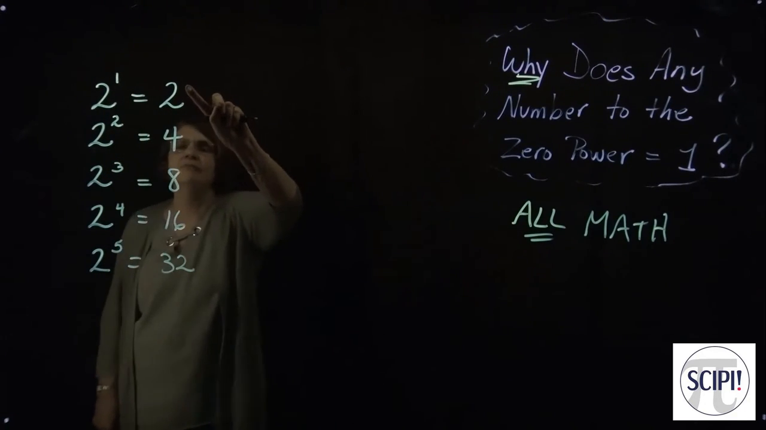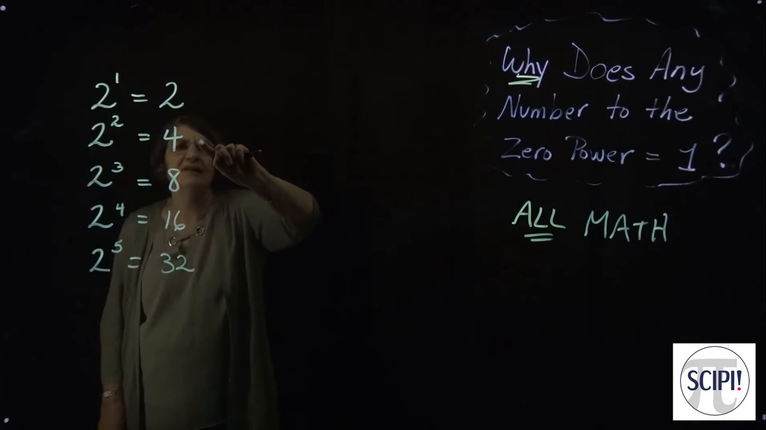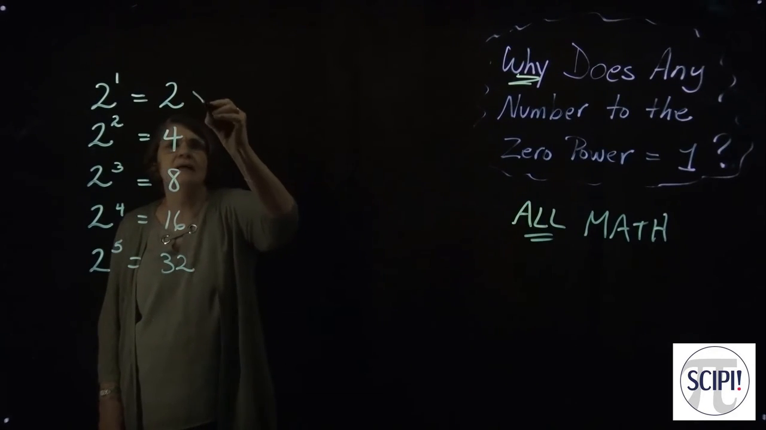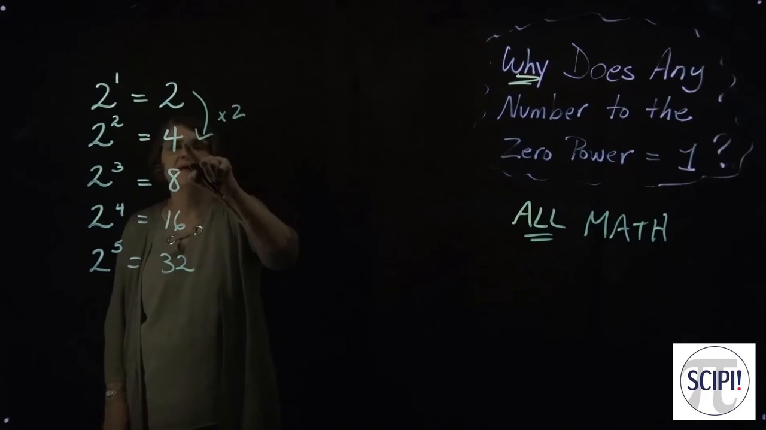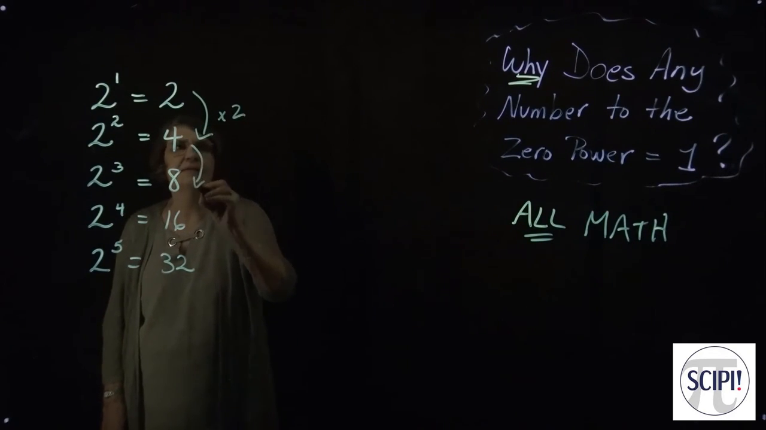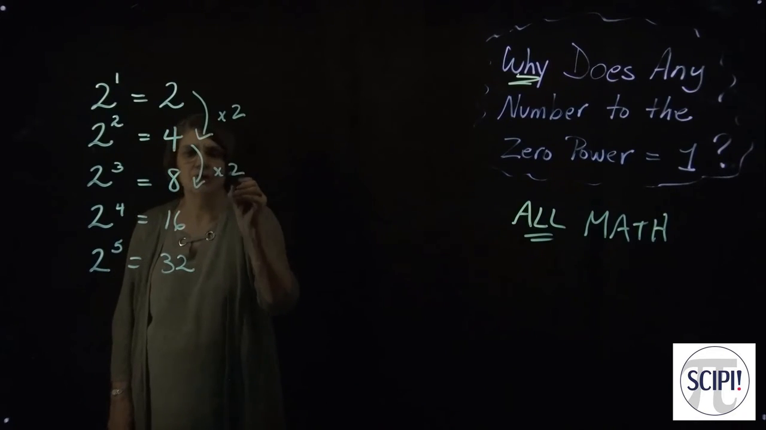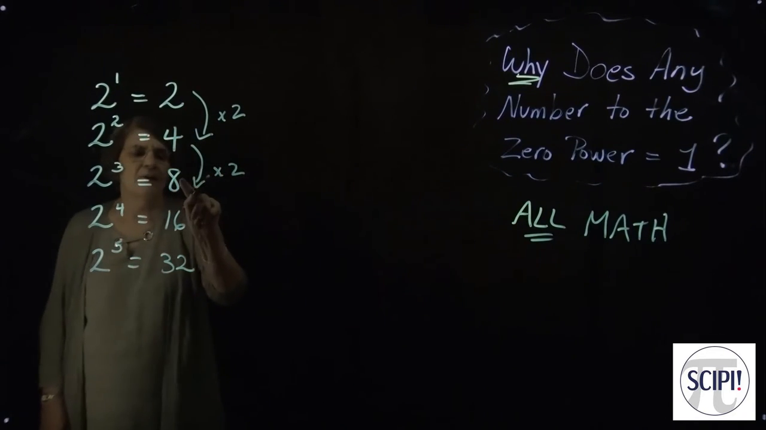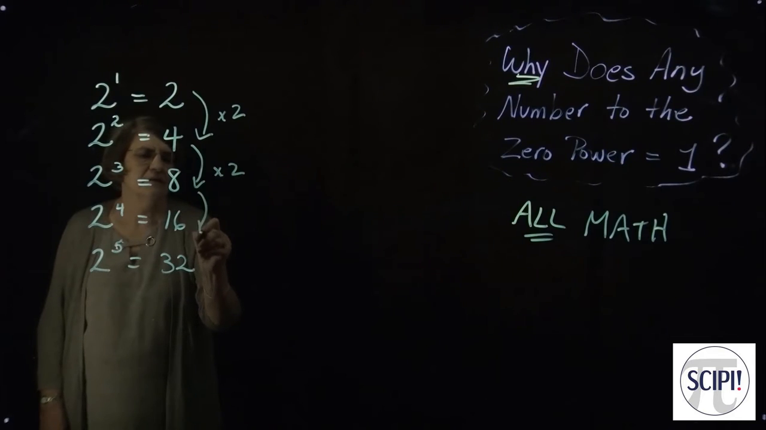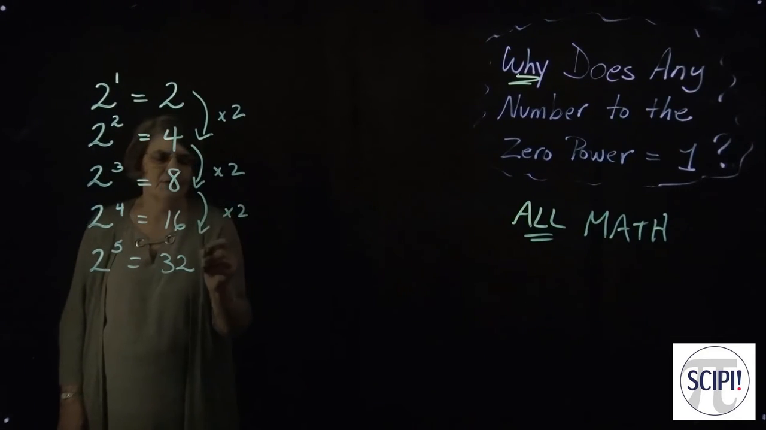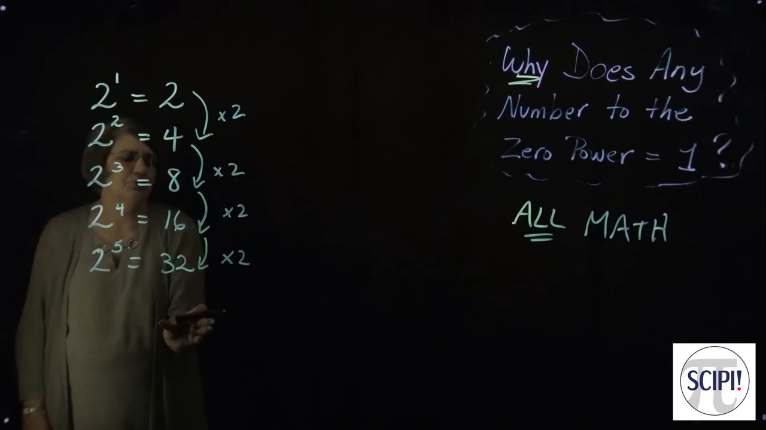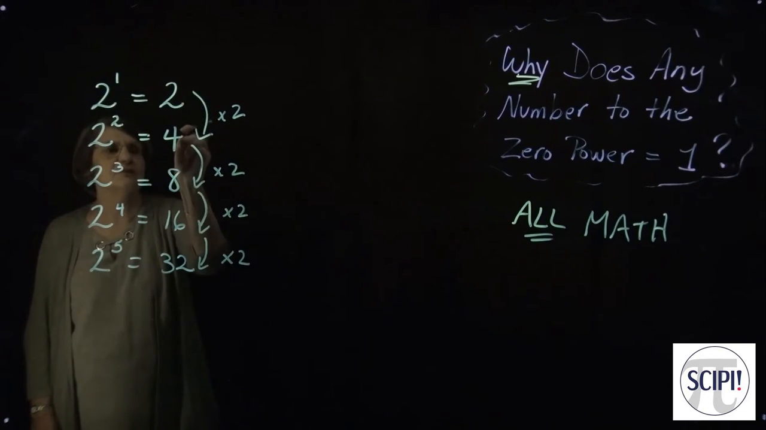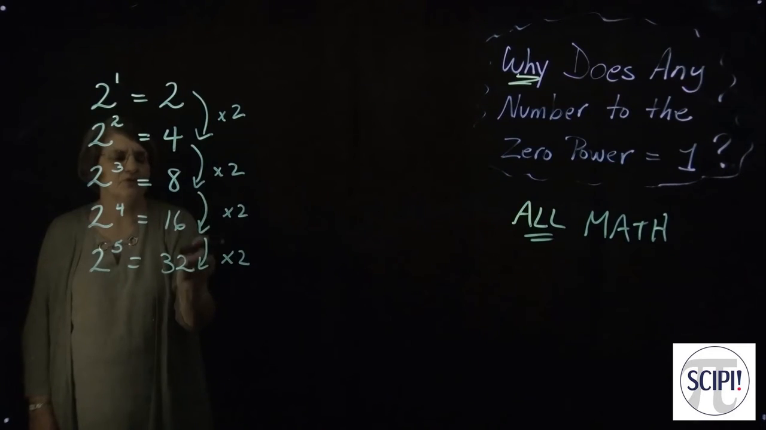How did I get from 2 to 4? What did I do? That's right. I multiplied by 2. How did I get from 4 to 8? I multiplied by 2. Are you seeing a pattern? How about 8 to 16? Very good. Multiply by 2. And so, of course, if the pattern continues, I keep multiplying by 2 to get from this number to this number to this number to this number.